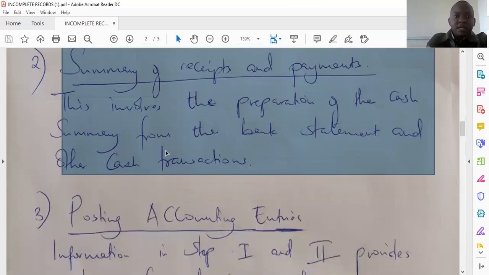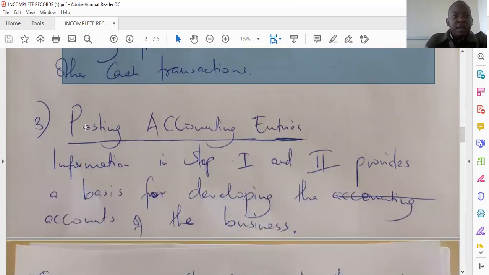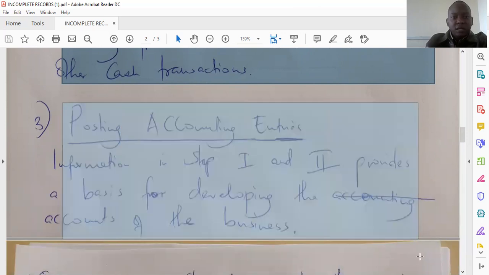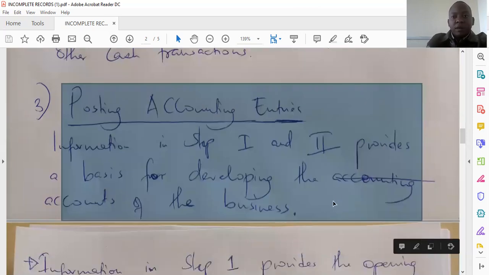And then after preparing the summary of receipts and payments, number 3, we post the accounting entries. So here we see that information in step 1 above and step 2 above provides a basis for developing the accounts of the business. In step 1, it's the construction of the statement of affairs, which can be equated to a balance sheet at the beginning of the period. And step 2 is about a summary of cash receipts and payments. So information in step 1 and 2, that is a statement of affairs and cash receipts and payments, is used in step 3, that is in posting accounting entries.